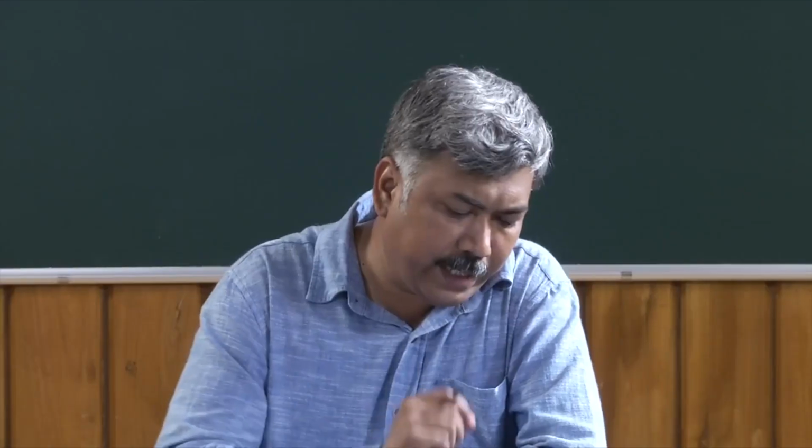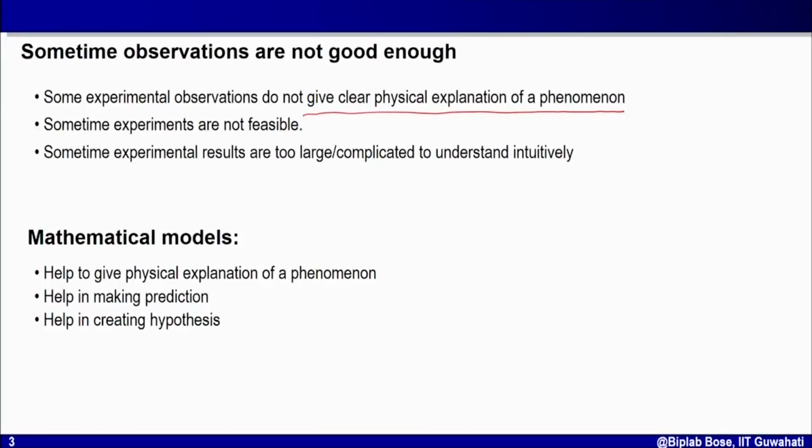So in essence, as I have written down here, mathematical models are nothing but a complement to your experimental observation. They may help you to give physical explanation to phenomena. A mathematical model may help you to make predictions. And most of the time, a mathematical model helps you to create a new hypothesis that you can go back to your bench and test by experiments.